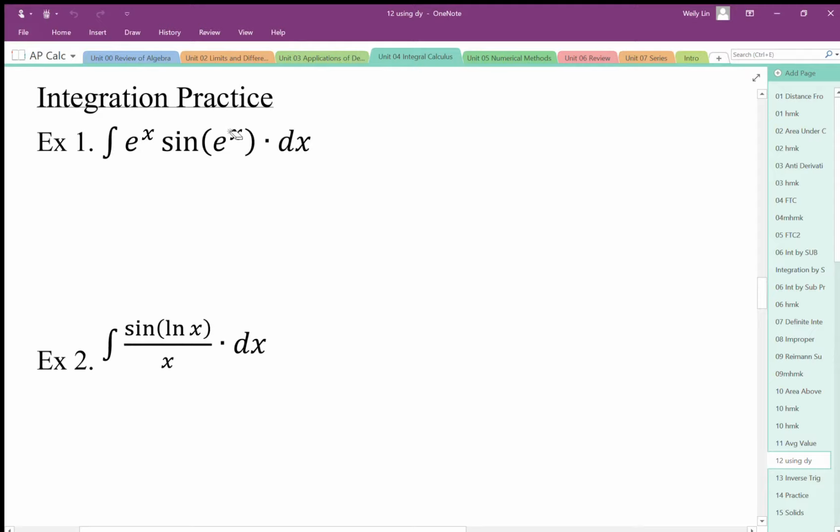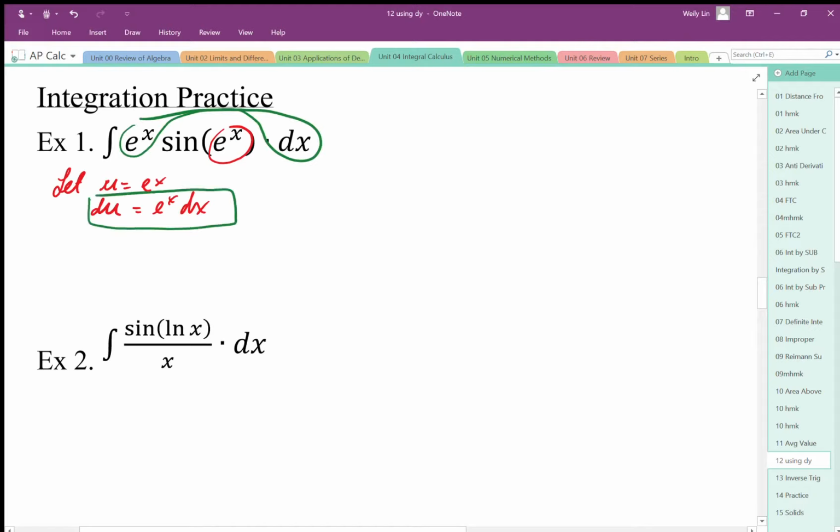Okay. So if we take a look at the inside function, we're going to let the inside function be u. So let u equal e to the x. If I differentiate that, I get e to the x dx, which then accounts for the outside portion of that function. So this is integration by substitution. Then what I can do is replace that. This becomes the integral in terms of u of sine of u.